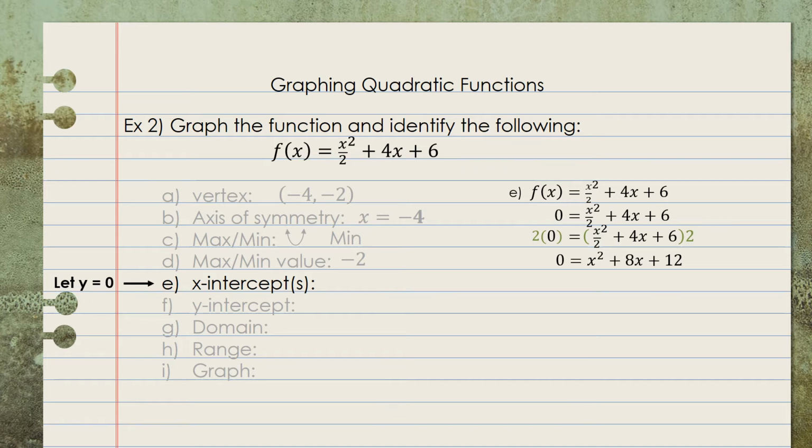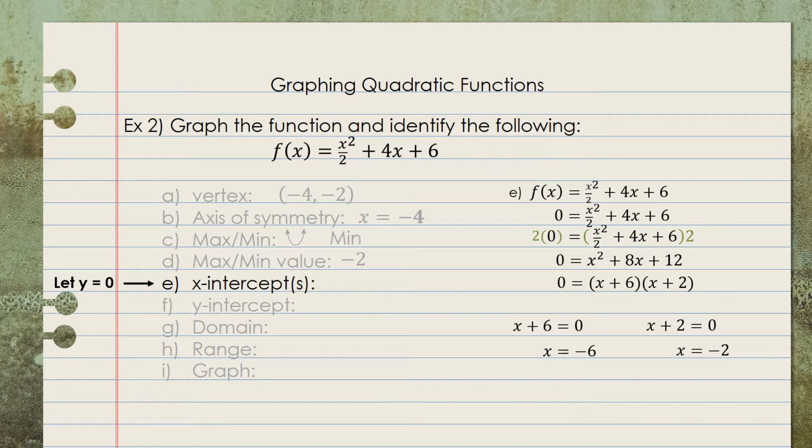Now that we've removed the fraction, we have a nice looking quadratic, and we would need to factor. The factored form gives you 0 equals x plus 6 times x plus 2. Since we have some number times some number equals 0, we set each piece equal to 0. So x plus 6 equals 0, and x plus 2 equals 0. From here, we solve the equations individually, and we will find x equals negative 6, and x equals negative 2.